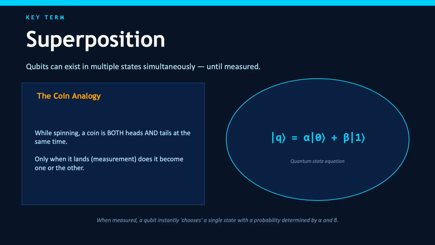A helpful way is to think about a spinning coin, as we discussed and practiced in our earlier discussions. While the coin is spinning in the air, it is neither heads nor tails. It is kind of both at once. The moment it lands on the table, decoherence happens. It becomes one or the other.